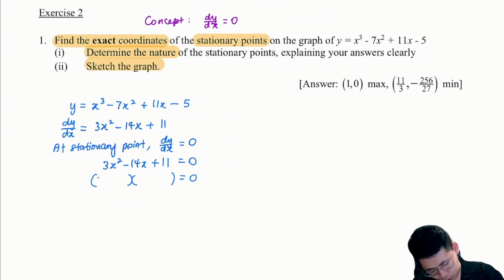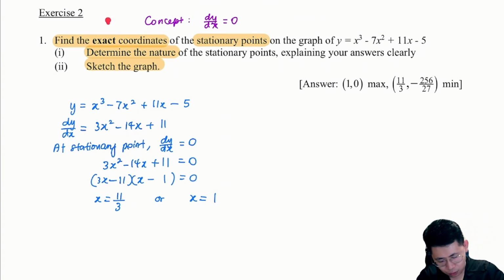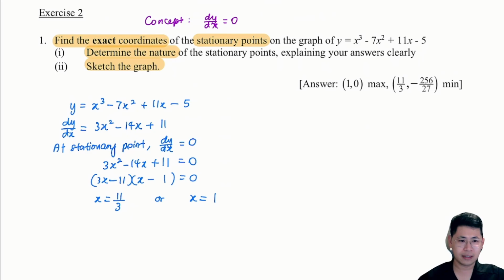So how do we factorize this? We are going to factorize it like this. So x here is going to be equal to 11 over 3, or x is going to be equal to 1. So far this is the x value, but double check again, we are looking for exact coordinates, which means we need to look for the y value over here.